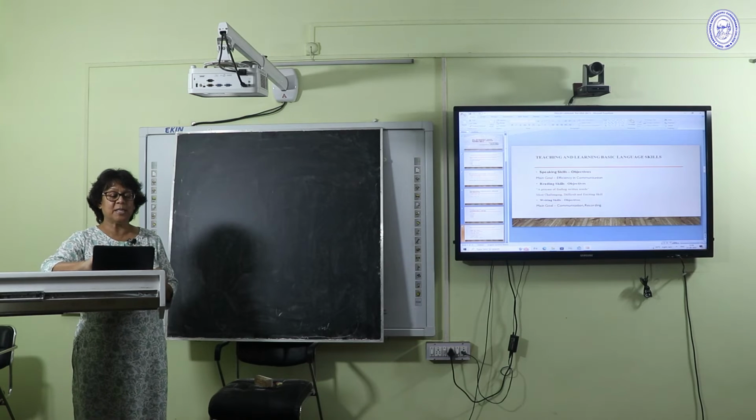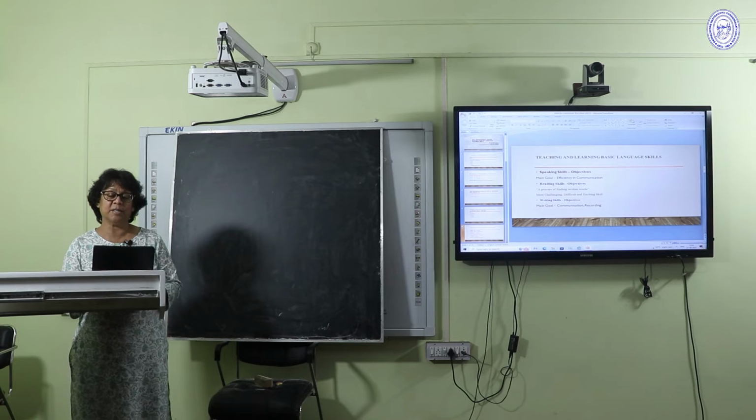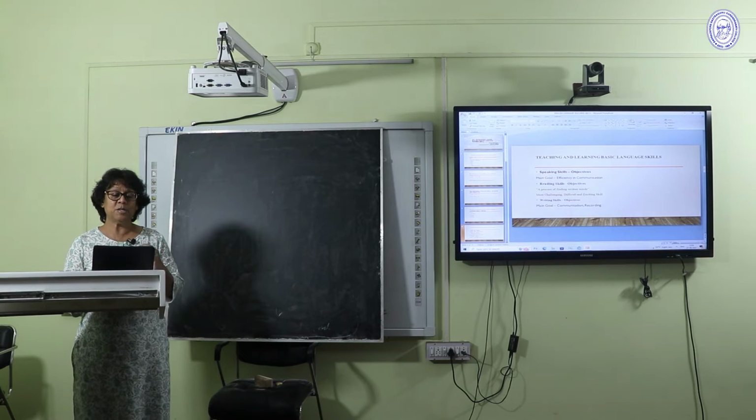Next, we look at reading skills. Reading is often said to be the most challenging skill to be introduced to children. It is the most difficult and yet at the same time exciting skill to introduce. Reading is not a simple skill as it involves a combination of many skills and even cognitive abilities.